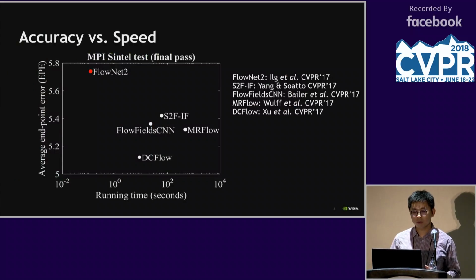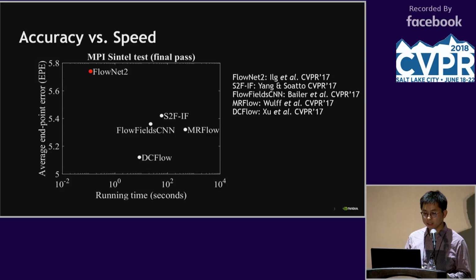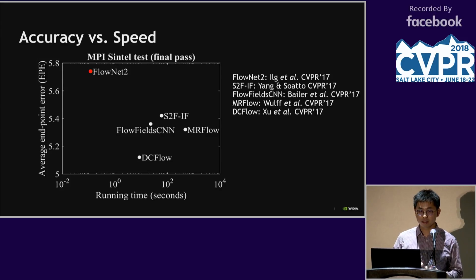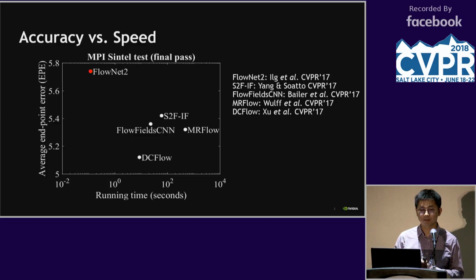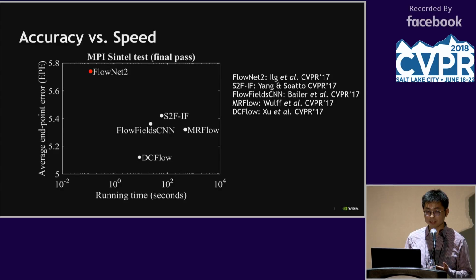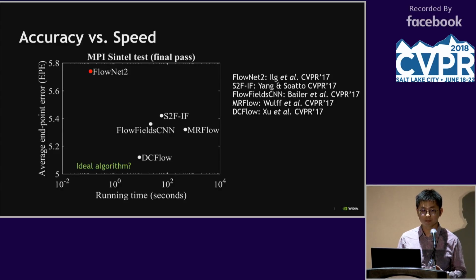A recent influential work is FlowNet 2. It shows that a fully end-to-end CNN model can perform very close to the state-of-the-art. Here the y-axis is the endpoint error, smaller is better, and the x-axis is the running time. As we can see, although there is still some performance gap between FlowNet 2 and the state-of-the-art, well-engineered approaches, the running time is much faster. Looking at the plot, you may wonder whether it's possible for a fully end-to-end CNN model to outperform the state-of-the-art but still run fast. That would be an ideal algorithm.